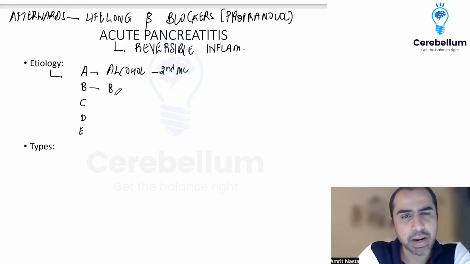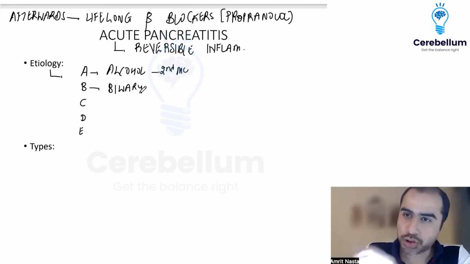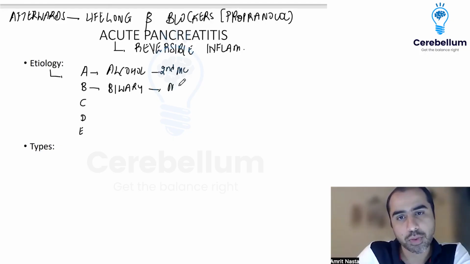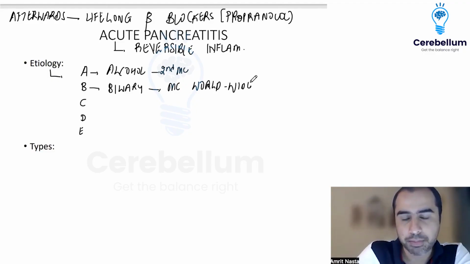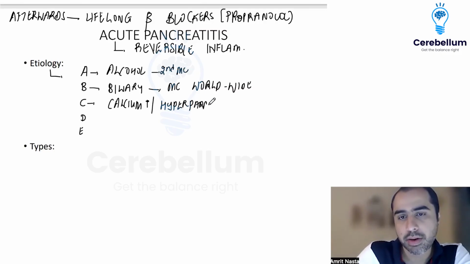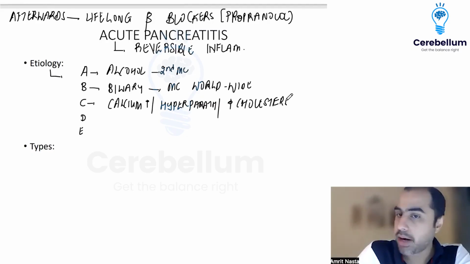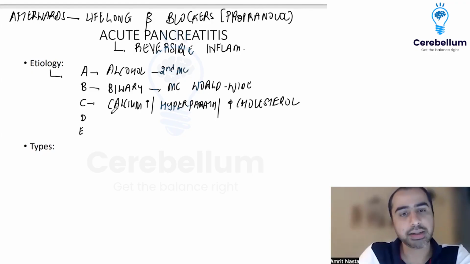B stands for biliary pancreatitis, which we studied earlier. A small, naughty gallstone going into the bile duct, going into the ampulla. This is the most common cause worldwide. But very soon alcohol will become. C stands for calcium. So any scenario where you have hypercalcemia or hyperparathyroidism. Hyperparathyroidism can cause hypercalcemia or hypercholesterolemia. So increased cholesterol can also cause gallstones and it can also directly cause pancreatitis.